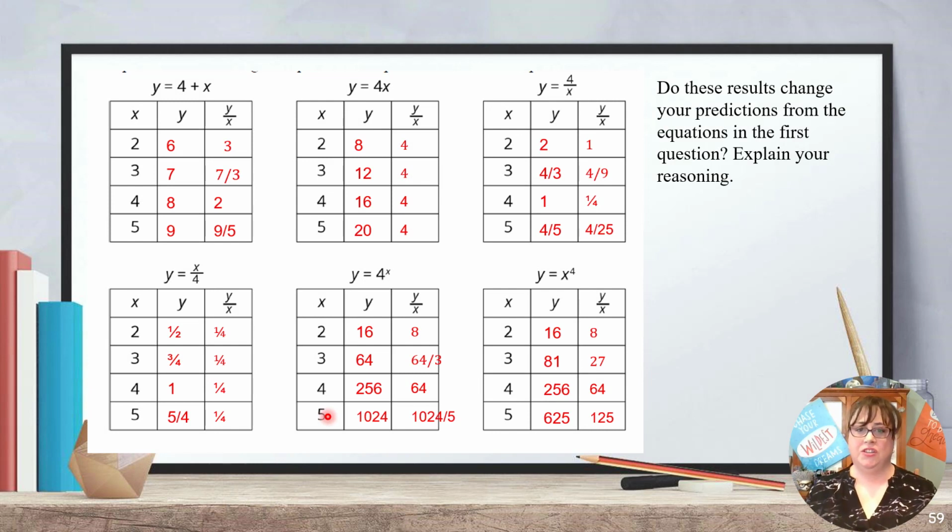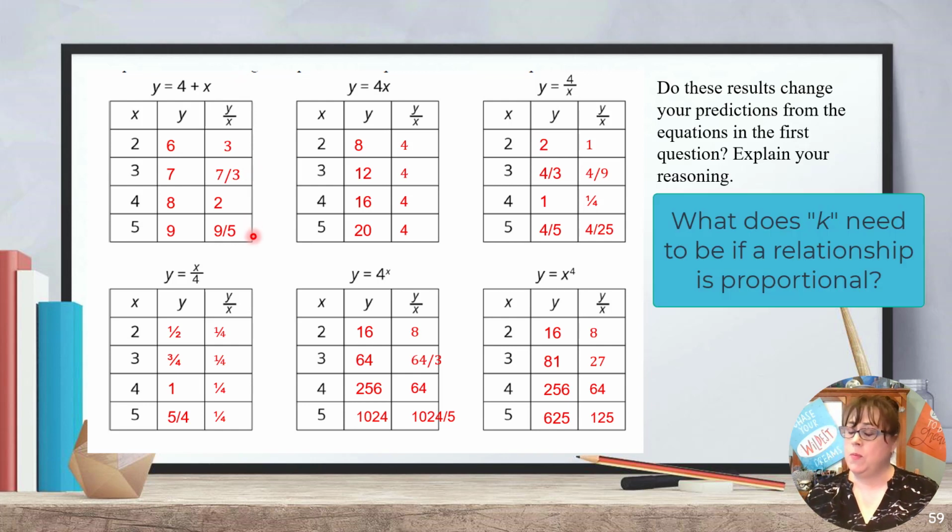and there's our answers. So now that I've done some movie magic for you, and we're looking at these, I want you to look at the all-important y over x, because remember, that's what's helping us determine whether or not these are proportional, because y over x is your k. And to be proportional, your k has to be what? Your k has to be the same. So do these results change your predictions? Which one of these are in fact proportional?